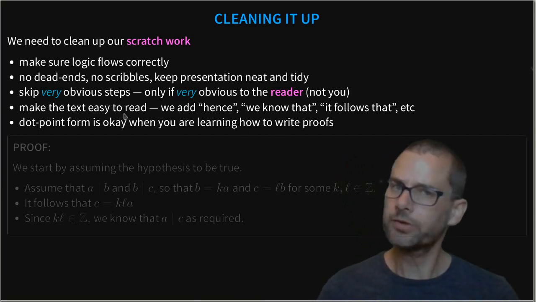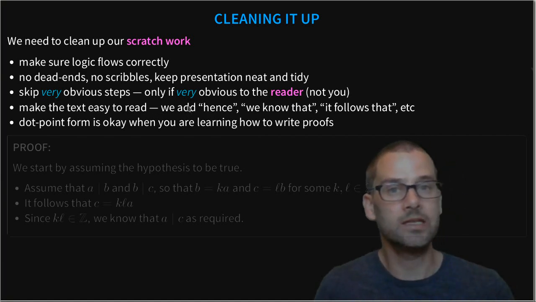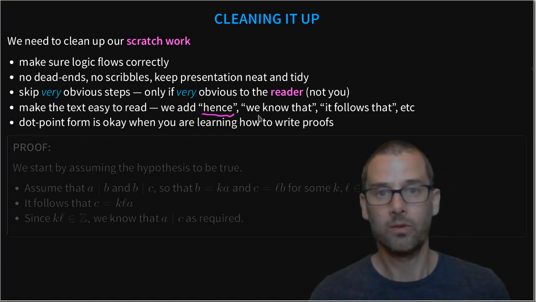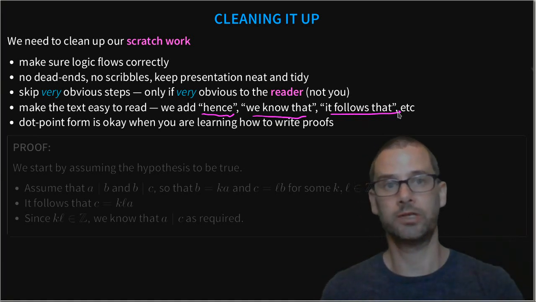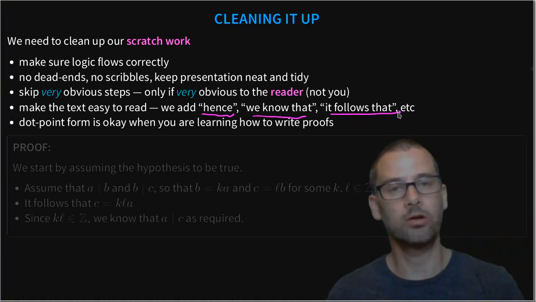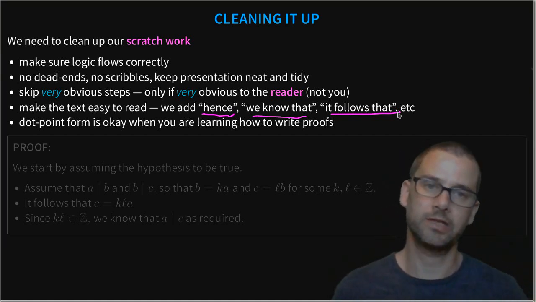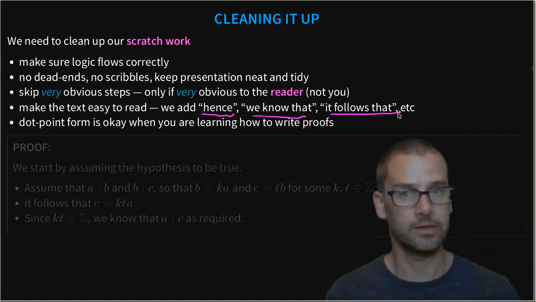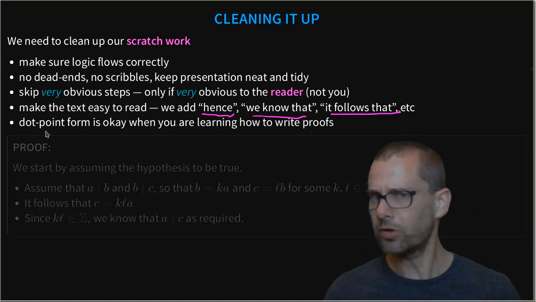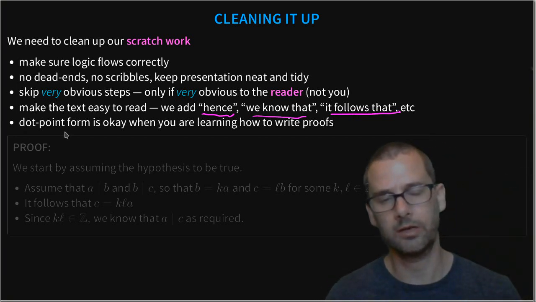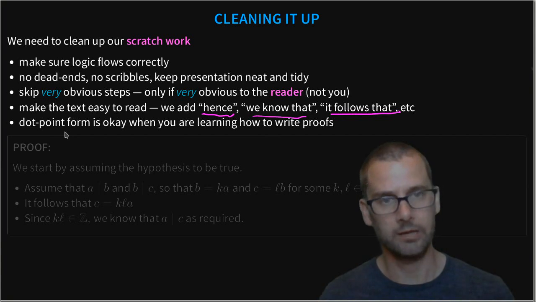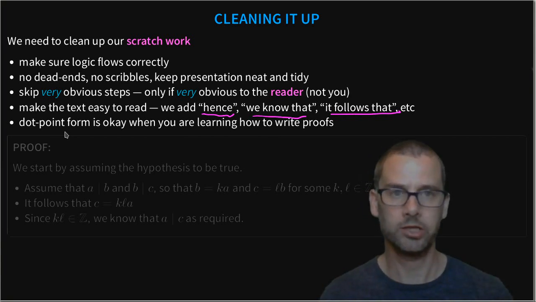Make sure the text is very easy to read. We add these little phrases like "hence," "we know that," "it follows that," just so that the text flows nicely, so that as someone reads along, there are these little helping bits of sentences that make it comfortable to read. Now, dot points, so putting a dot and a sentence, and so forth, that's okay when you're learning how to write proofs, but we should do away with that eventually.